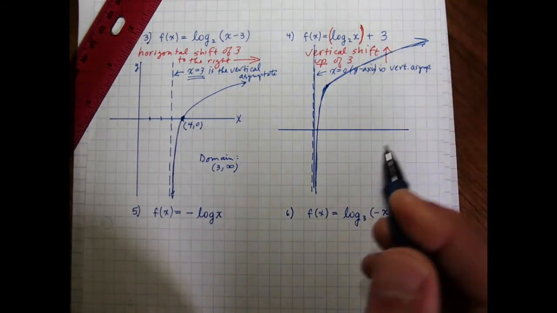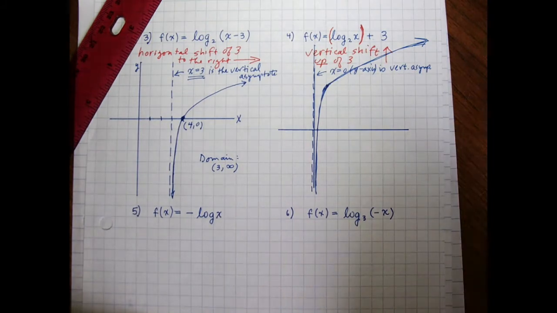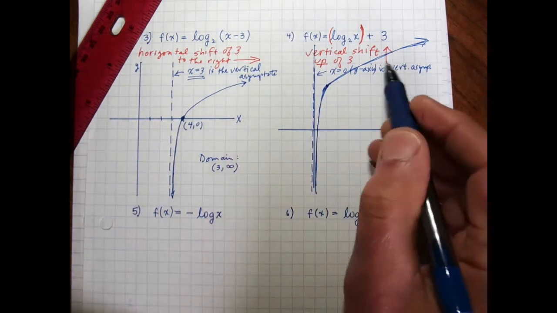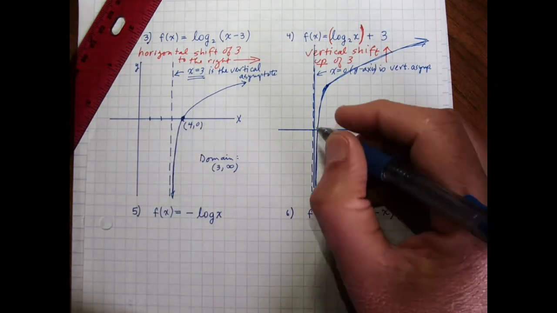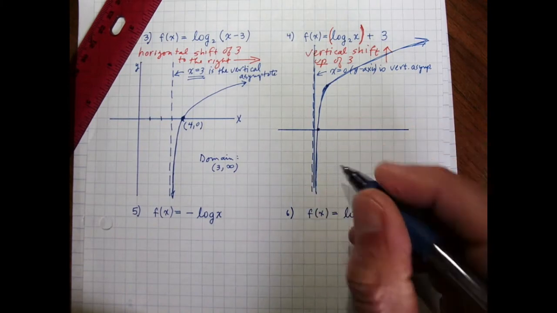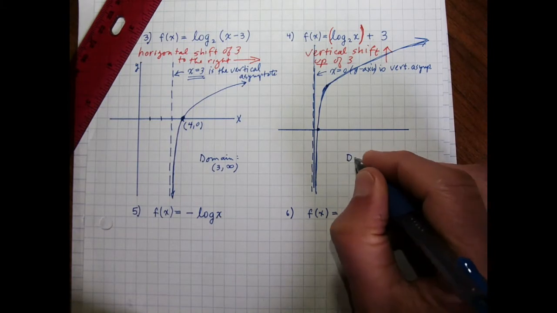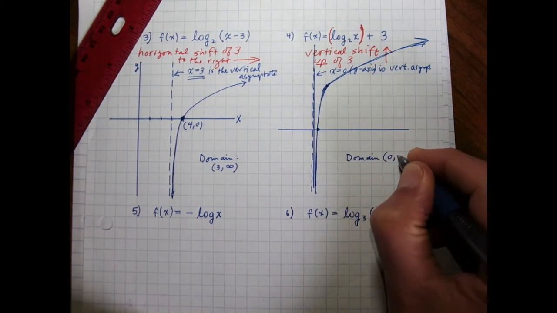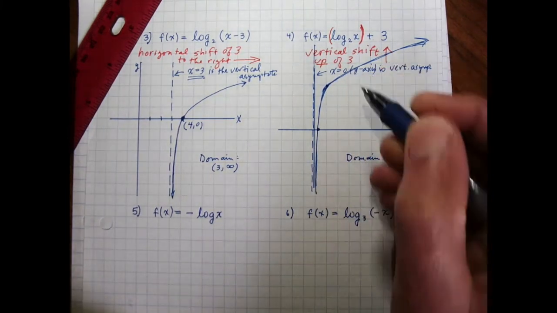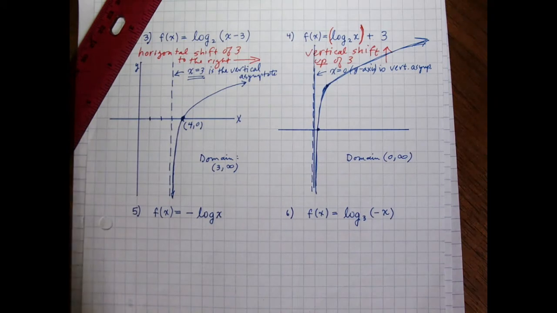So with the vertical shift, you don't really notice the change in shape that much. It's much less evident than the change from a horizontal shift. There's still no y-intercept. By the way, the domain here is not affected by this vertical shift. The domain is still 0 to infinity, with 0 not included.